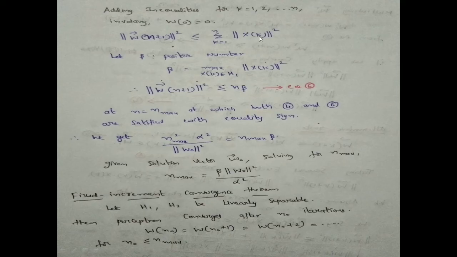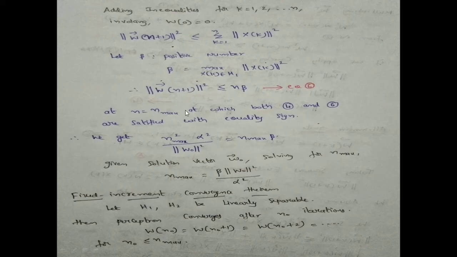Now let us again take a positive number beta. We assume that the positive number beta is equal to the maximum of the norm of x of k square, where this x of k belongs to the subset h1. So here we consider that the norm of w of n plus 1 square is less than or equal to n beta. So the bound we get here is the norm of w of n plus 1 square is less than or equal to n beta. Let us number this equation as equation 6.